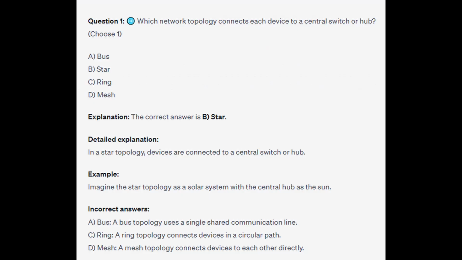And the correct answer is B, star. In a star topology, devices are connected to a central switch or hub. Imagine the star topology as a solar system with the central hub as the sun. And now for the incorrect answers.